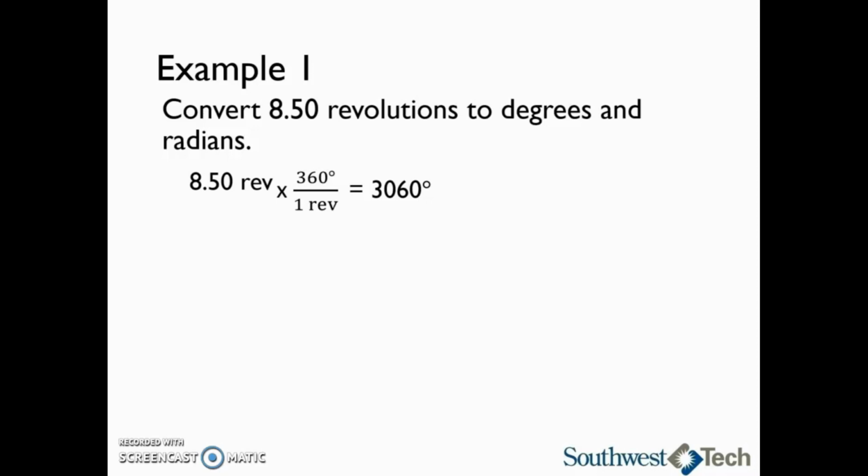Next, we will convert 8.50 revolutions to radians. We will multiply 8.50 revolutions by the conversion factor that 2 pi radians is equal to 1 revolution. This tells us that 8.50 revolutions is equal to 17 pi radians, or if we take 17 times pi, we get about 53.4 radians. This concludes our first discussion on rotational motion and angle measurement.